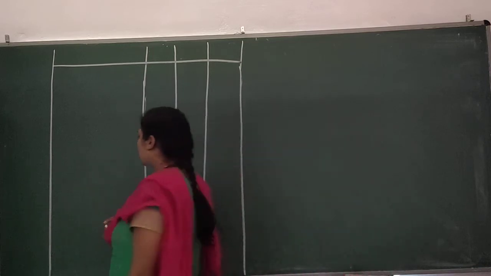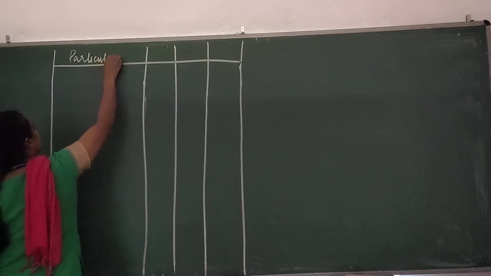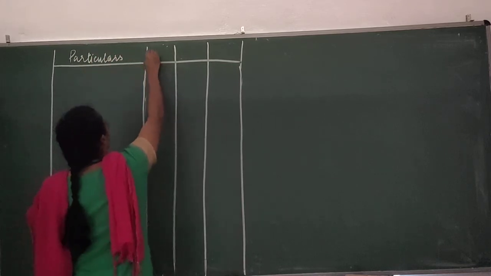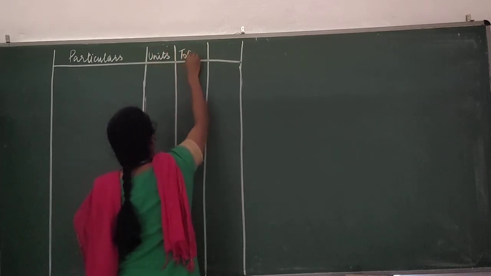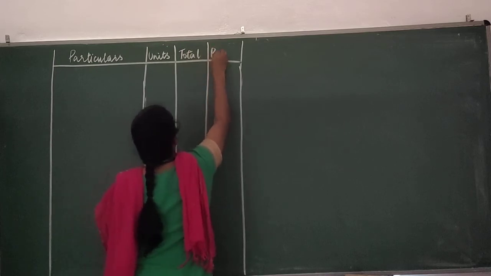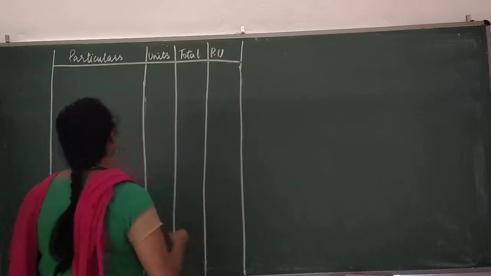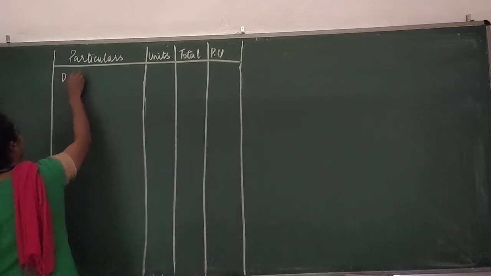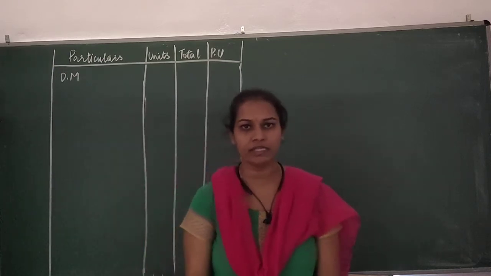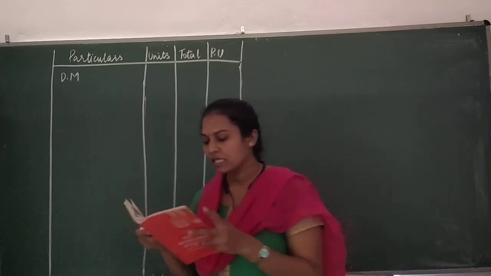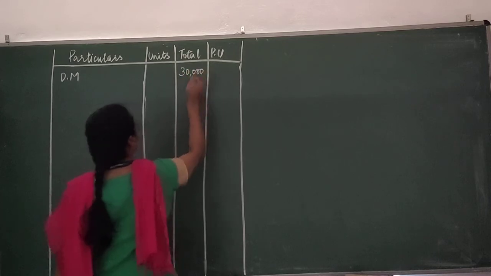I do not have space, so I will not write it, but you all have to write it the same way. So the first column is particulars. The second column will be your units column. Your third column is your total amount column, and the last column will be the per unit column. According to your problem, the first thing is direct material. They have given you materials consumed, which is nothing but direct material. What is the amount? It is 30,000 rupees.